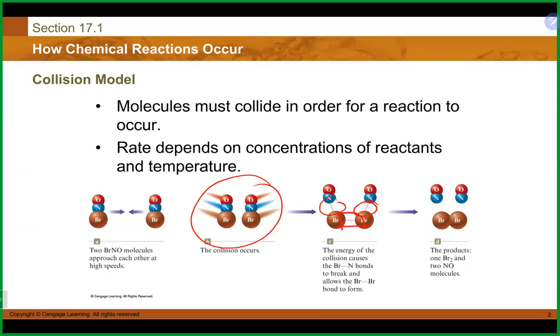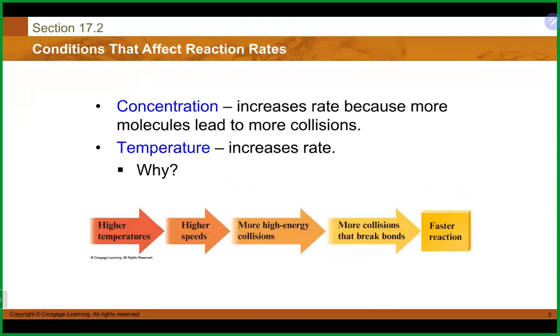Not all collisions will result in products being formed. So again, if they hit each other in the wrong location, or they hit each other with not the right amount of energy, you will not get products to form. So just because 2 things collide with each other, those 2 things are really important for products to form.